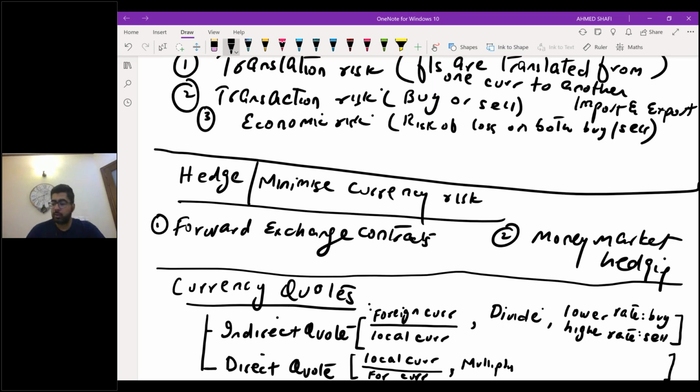Okay. These quote rules are not made by class tutors or the Kaplan text. This is what happens in real currency markets. Whenever foreign currency comes in the numerator and local currency in the denominator, it's an indirect quote: you divide to convert, lower buying, higher selling. And direct quote is local numerator, foreign denominator: you multiply to convert, lower rate is selling, higher rate is buying. I want you to please copy these quotes so that we can move towards the questions.